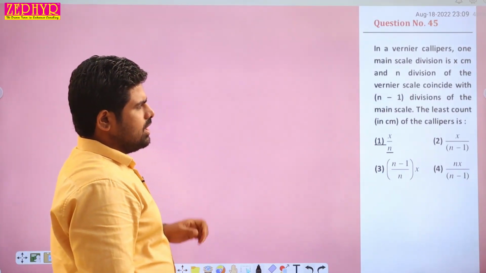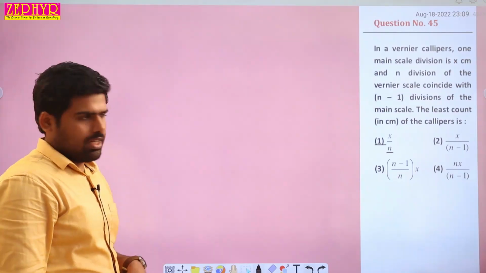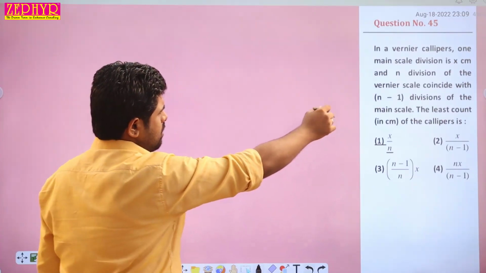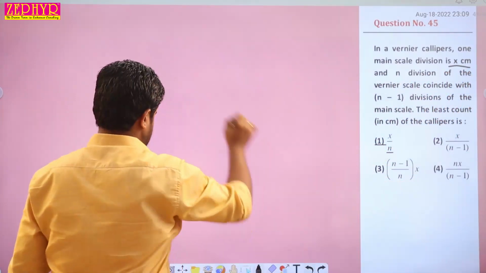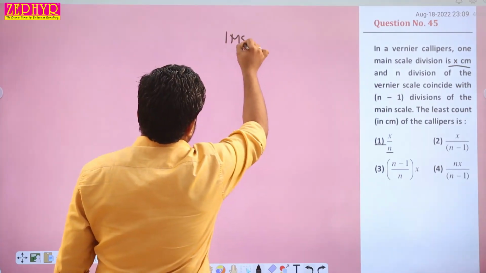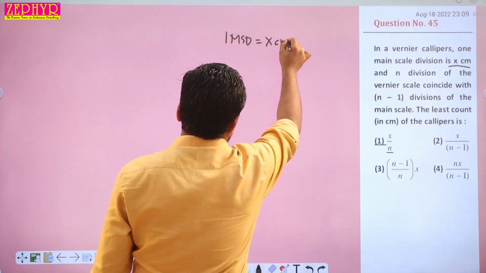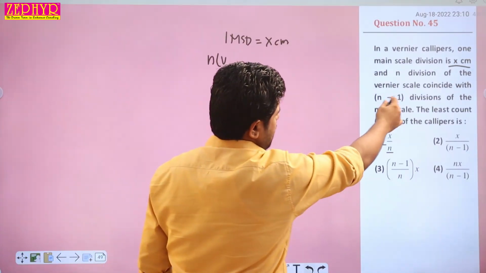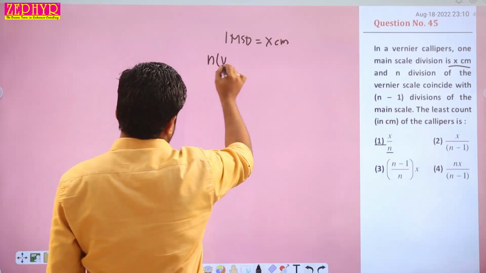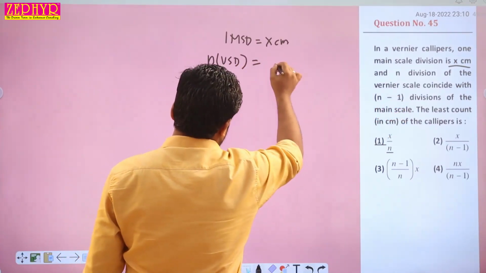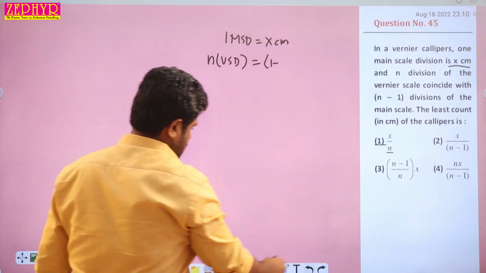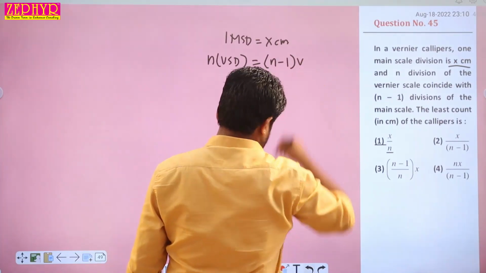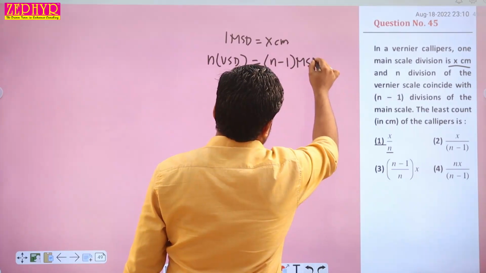The least count in centimeter of the caliper is. See here, 1 MSD, one main scale division, is equal to x centimeter. Then the vernier caliper consists of n number of divisions, so n VSD is equivalent to n minus 1 MSD.